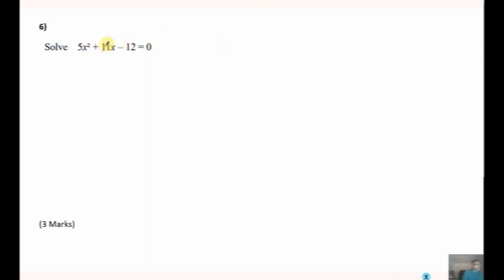Just to show you, if you're going to use factorizing, there are 2 main methods that I always teach on how to factorize when the number in front of x squared is bigger than 1. If there's no number in front of x squared, it's really easy. You just find 2 numbers that multiply to this and add to that. But in this case, that won't work because one of those numbers has to be multiplied by 5.